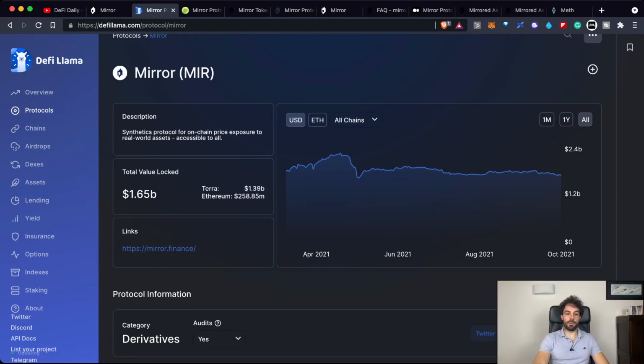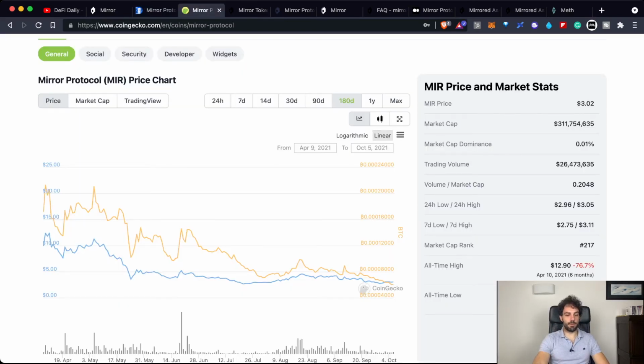Going to the price, MIR is the token of the Mirror protocol that right now has a price of 3.02. It has gone from a price of $12 around the 10th of April to the actual price of $3.